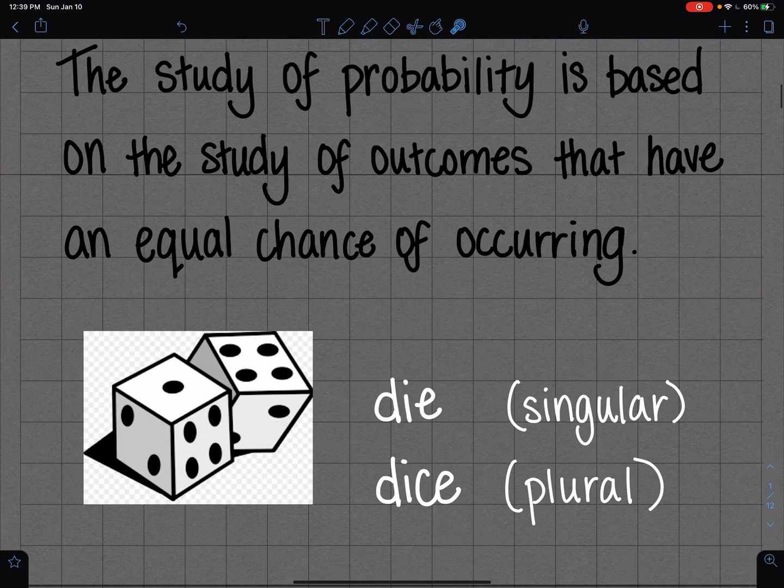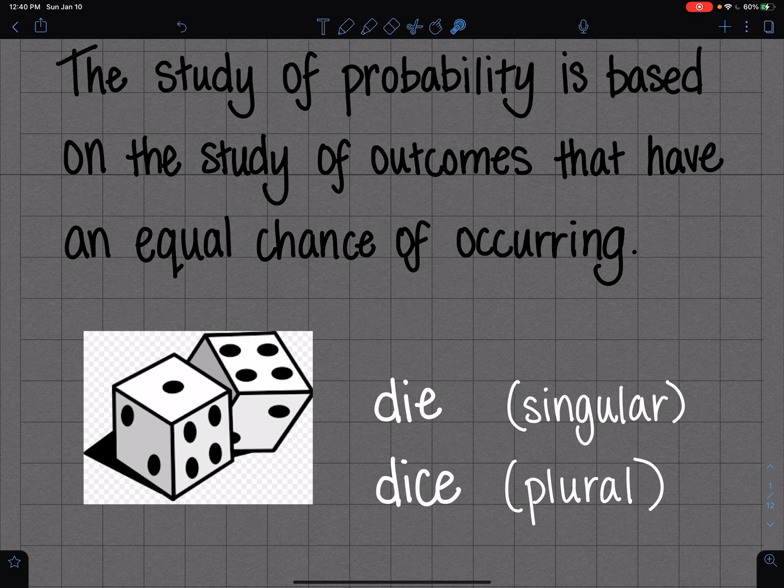All right. So the study of probability is based on the study of outcomes that have an equal chance of occurring. So that's things like rolling dice. Okay, so I learned this and you helped me with this. Die is singular, so one die, and two dice. Dice is plural.